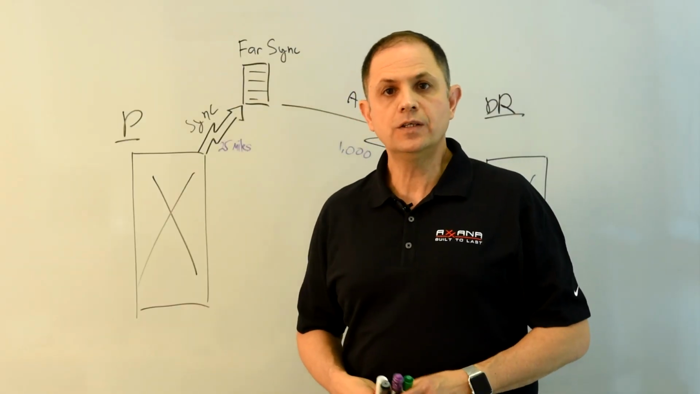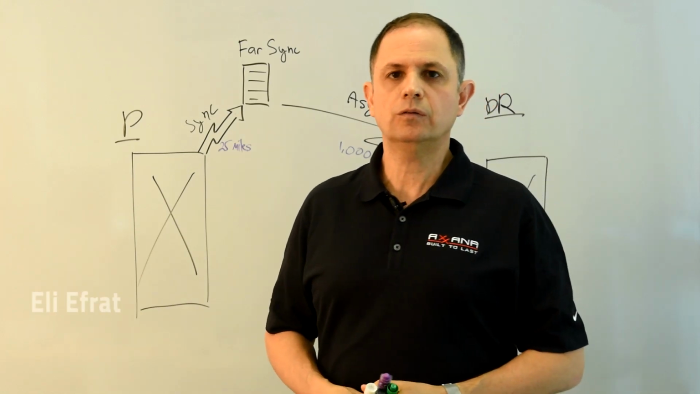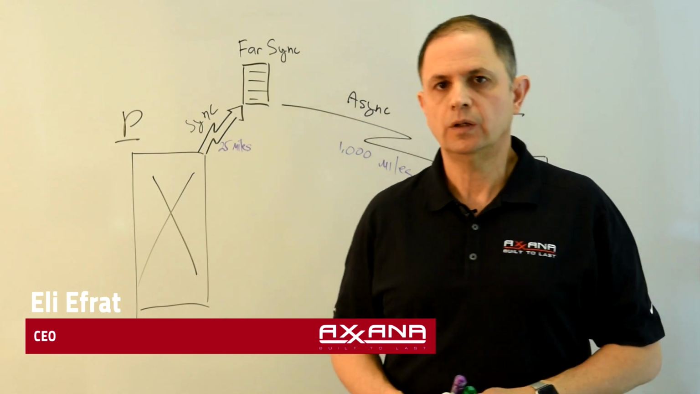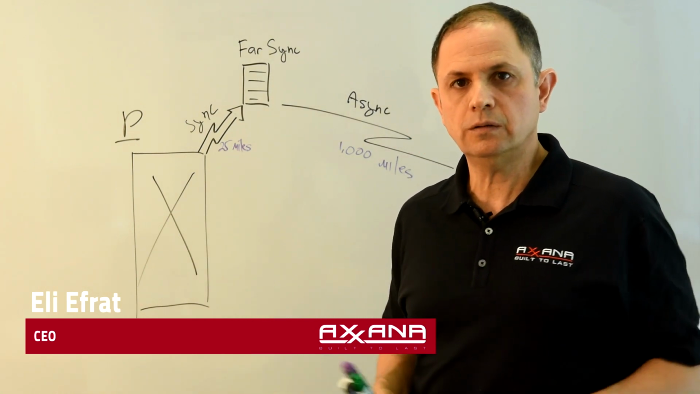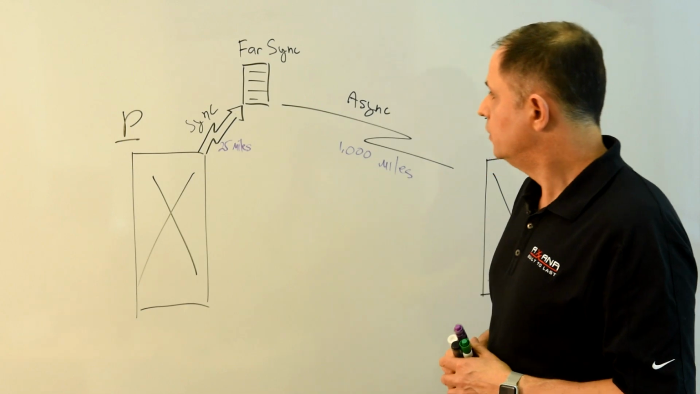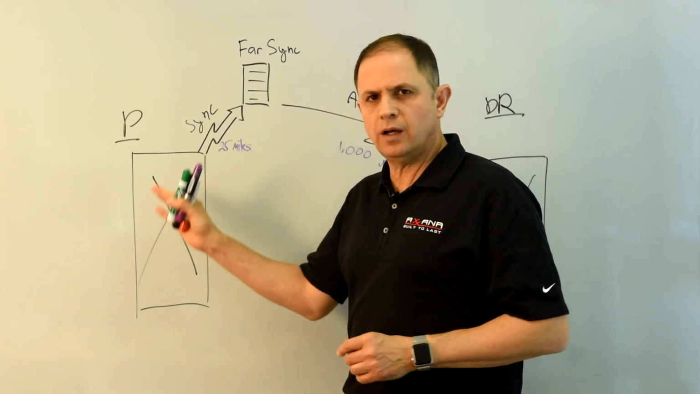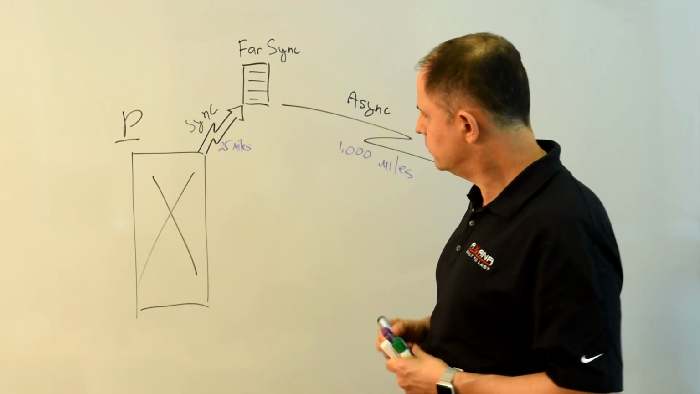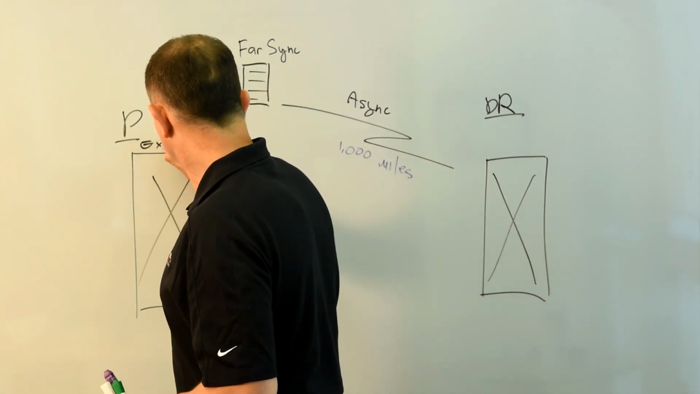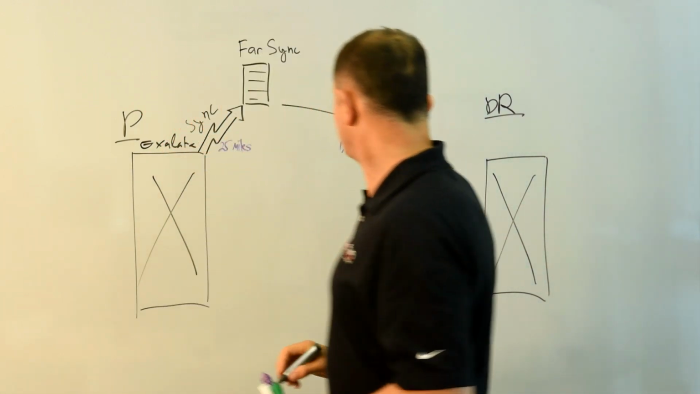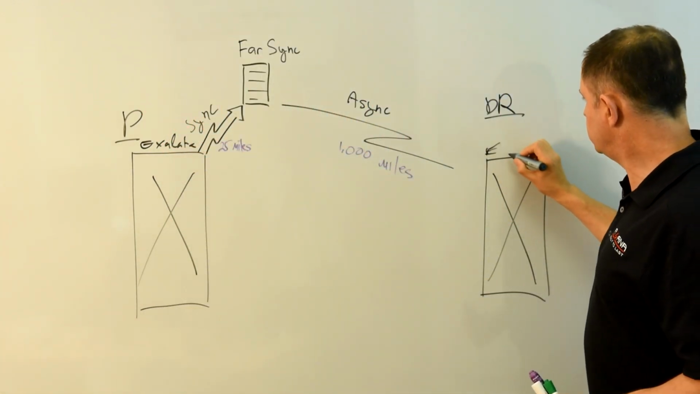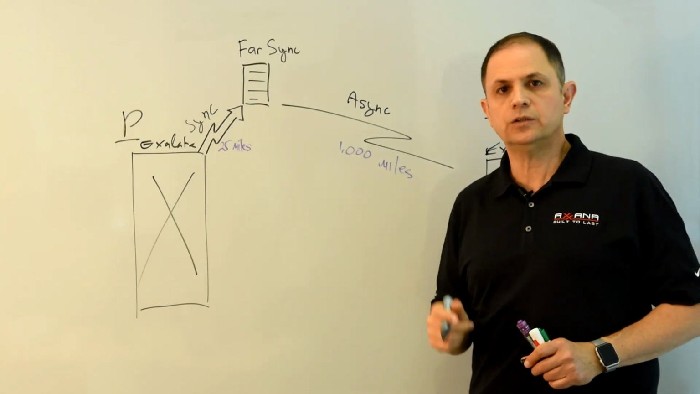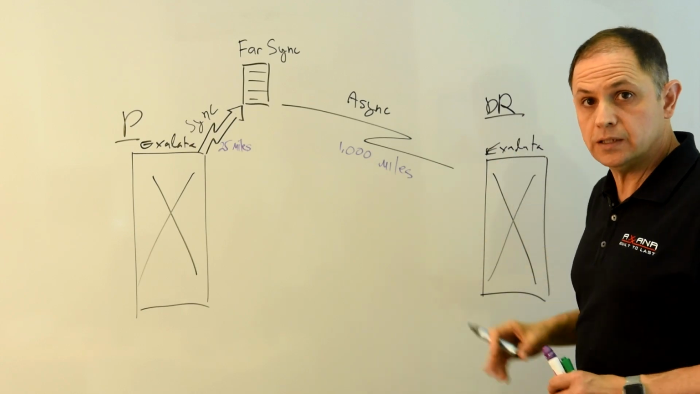Welcome. In this video, we are going to talk about Oracle Active Data Guard, FarSync, and Axxana. So let's first talk about what FarSync is. So here we have the primary data center with an Exadata, and the DR site with the secondary disaster recovery standby Exadata.